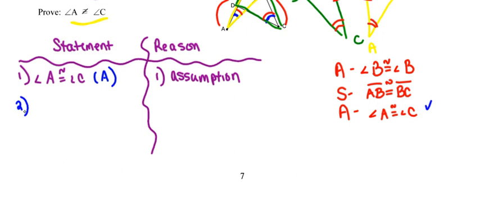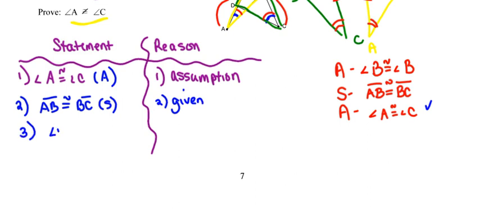Next thing I need to do is talk about that pair of sides. AB is congruent to BC. We know that's a true statement due to the fact that it's given to us to be a true statement. And then thirdly, angle B is congruent to itself by the reflexive property.